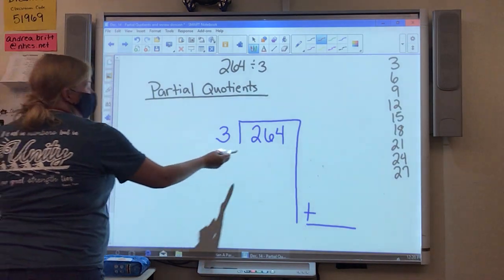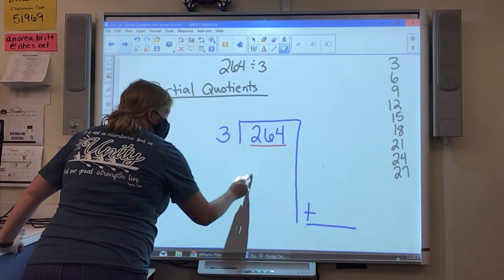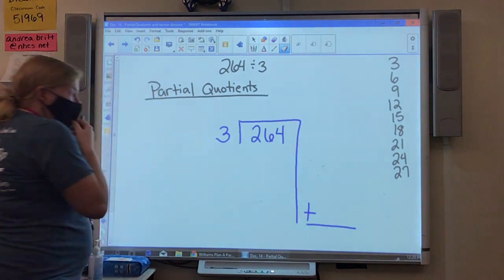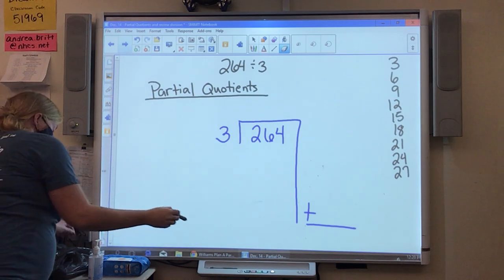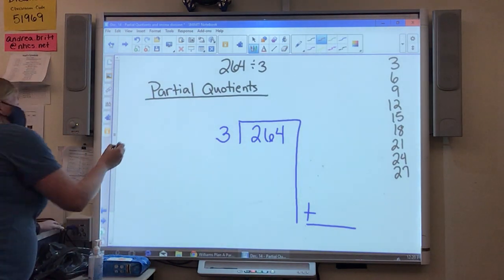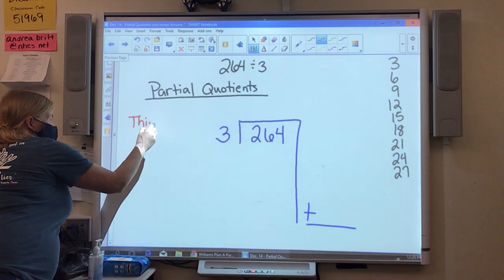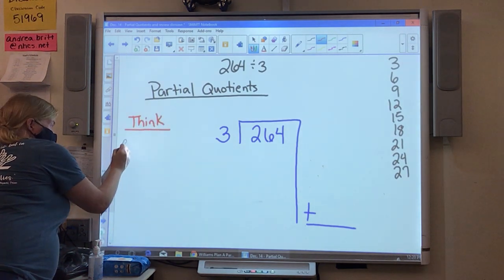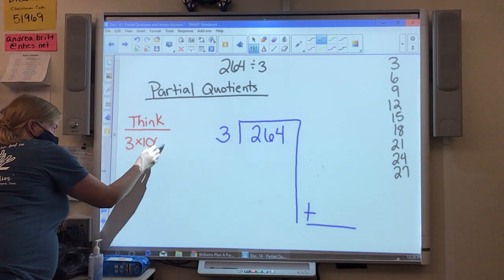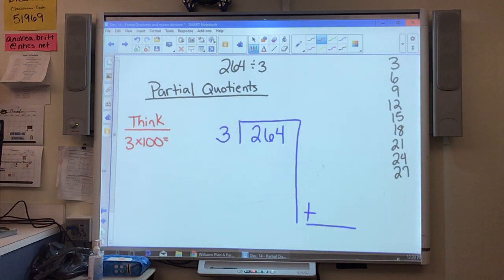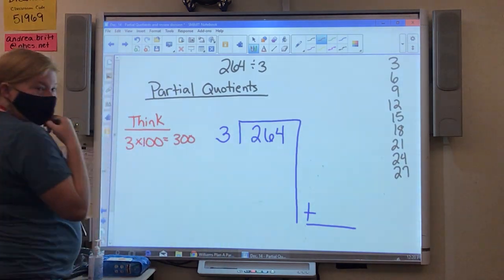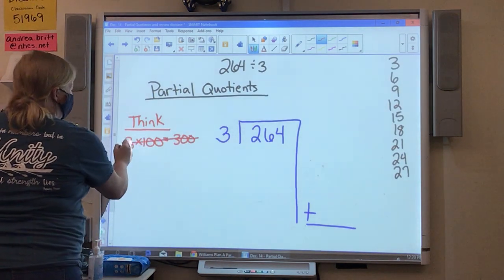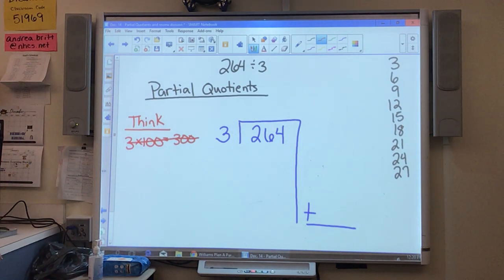All right. With partial quotients, when you have a 3-digit number, you have to start by asking yourself, can I take out any groups of 100? Can I say 3 times 100 and take out a group of 100? Can I do that? No. Why not? It equals 300 and it's over. So I cannot use 100 times anything.